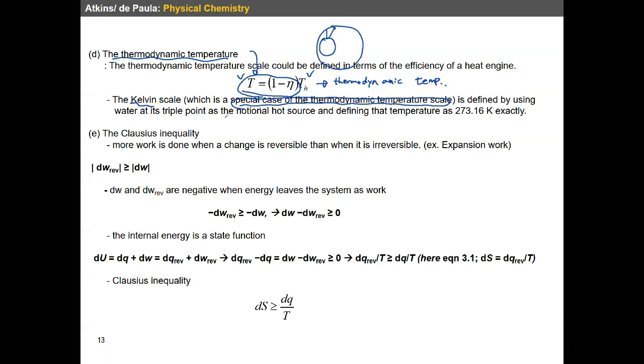So Kelvin used TH as the water temperature, 273 K for water. And if a system uses this temperature for the thermodynamic scale, then this is called the Kelvin scale.